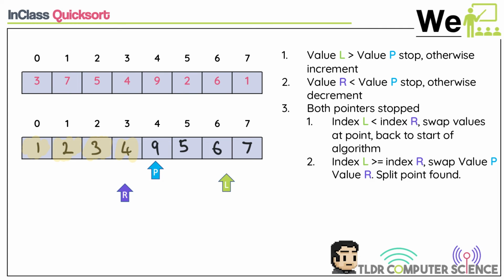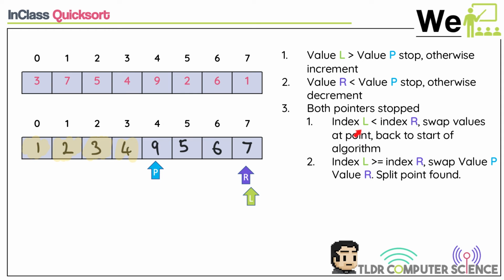So P is here, L is here, R is here. P being pivot point, L being left pointer, R being right pointer. Is 5 greater than 9? Nope, 5 is not greater than 9. So is 6 greater than 9? 7 greater than 9? No, but we can't increment anymore because we're at the end of the list. Let's go at R. Is R less than the value of P? Is 7 less than 9? Yes, so we stop.